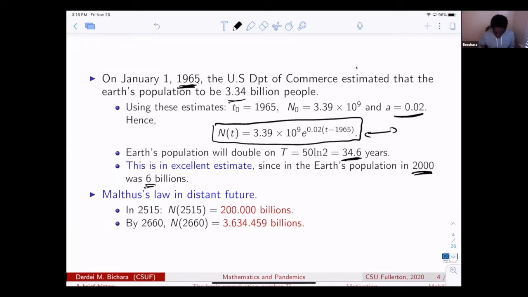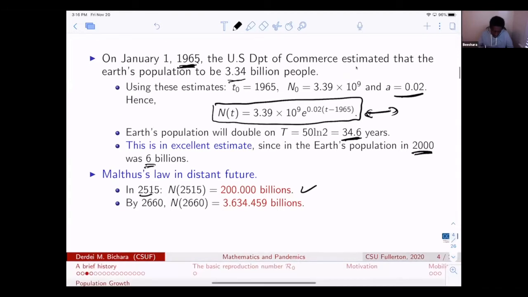So what if we are trying to project in a distant future? In 2515, the Earth's population will be 200,000 billion if you are following this model. In 2660, we'll have 3 million and a half billions. So that's a lot of people.